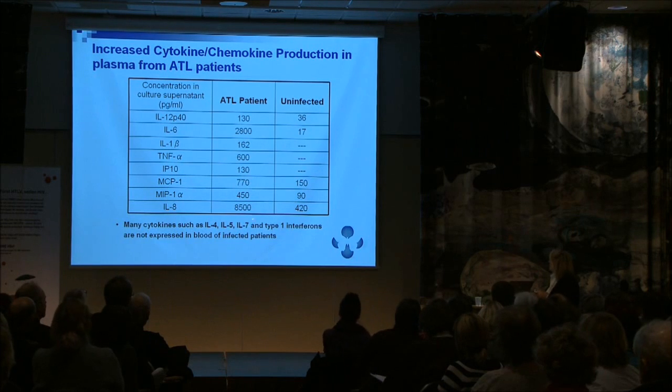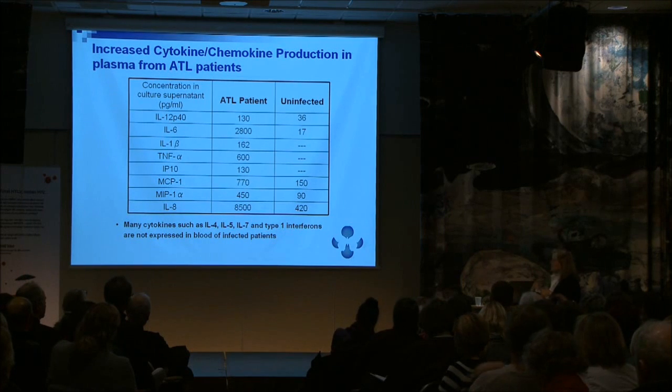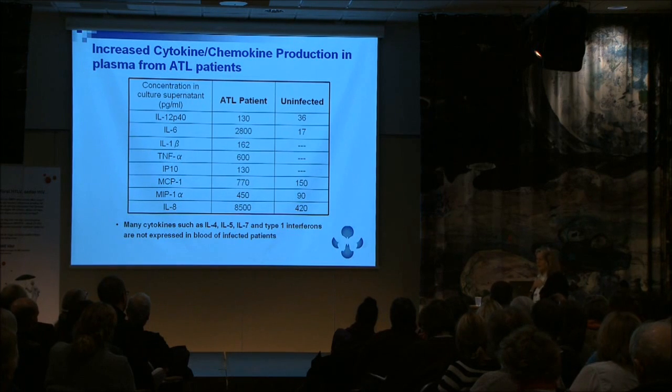So many cytokines that should be expressed from these cells, particularly the type 1 interferons, are not expressed at all. So that's a clue also to the pathogenesis, that the virus in HGRV1 has disabled the type 1 interferon response pathway.